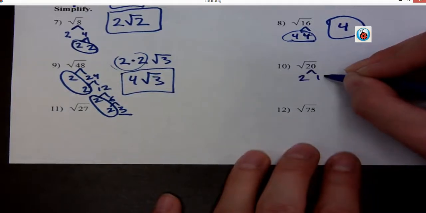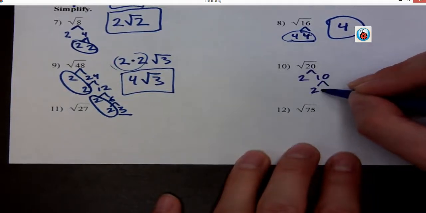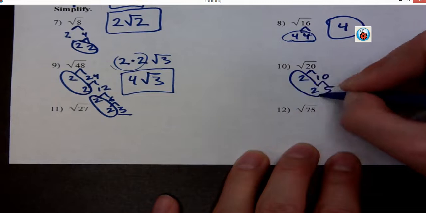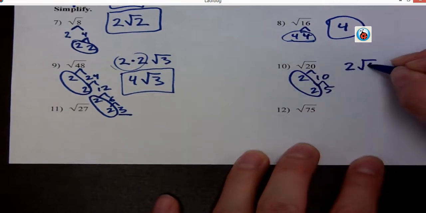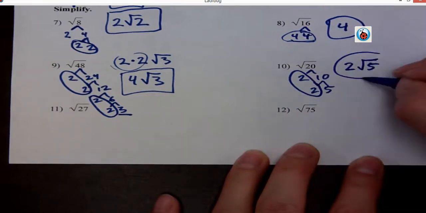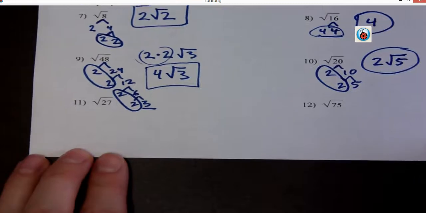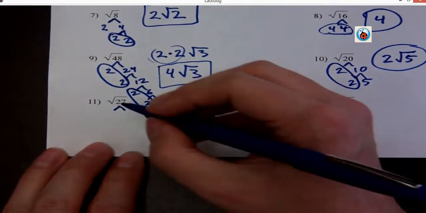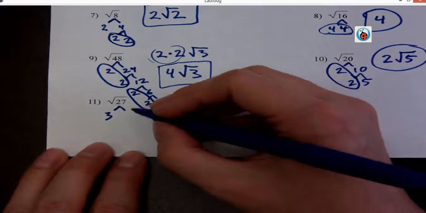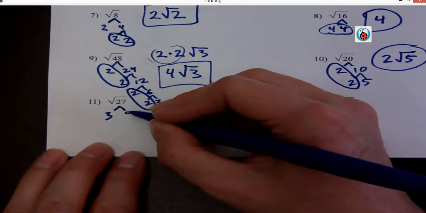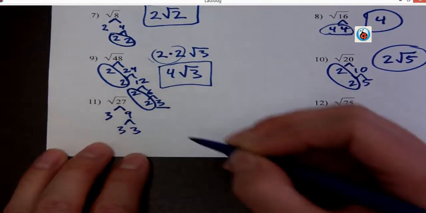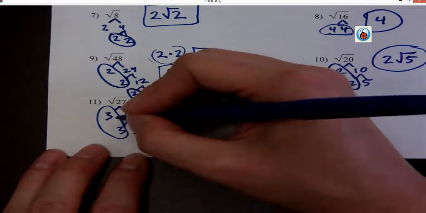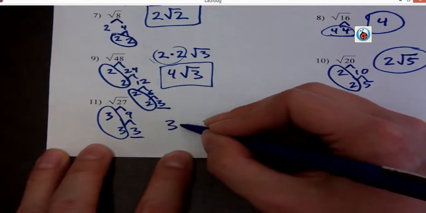20 easily divides by 2, so 2 and 10, 2 and 5, nice and easy. Doubles go outside, 5 stays inside. 27 does not divide by 2, so we're going to check the next one. It divides by 3, so it goes to 3 and 9, and then 9 is 3 and 3. So doubles go outside, one 3 is left inside.